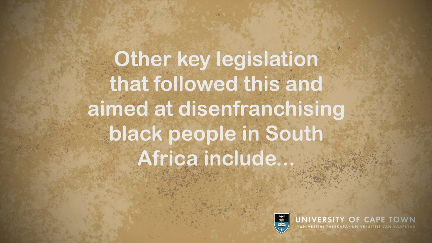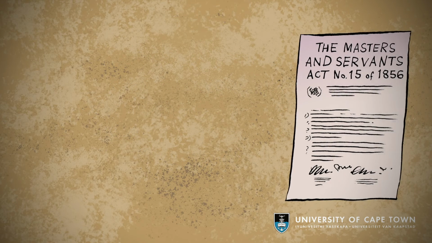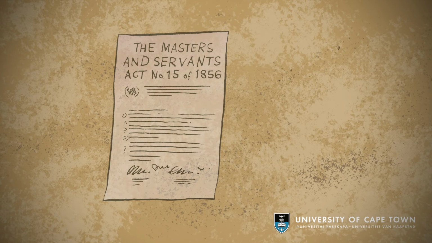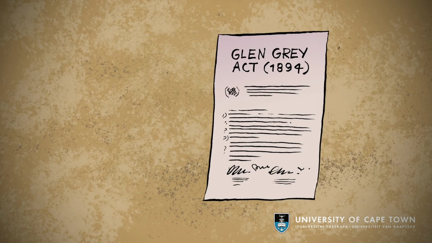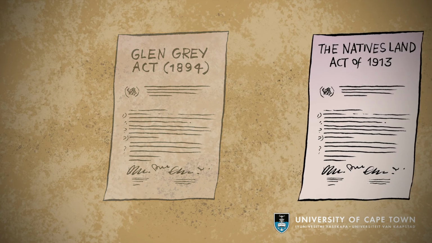Other key legislation that followed this and aimed at disenfranchising black people in South Africa includes the Masters and Servants Act 15 of 1856, which was designed to enforce discipline on ex-slaves, peasants, pastoralists, and the rural proletariat. Even though it was regarded as normally colorblind, the penalties were invoked only against darker workers. The Glen Grey Act in 1894 laid down the rule of one man, one plot in the reserves, excluding property ownership as a voting qualification for Africans.